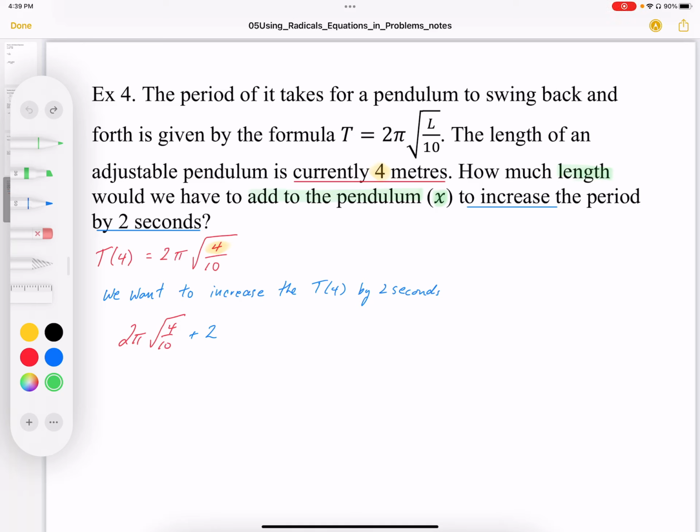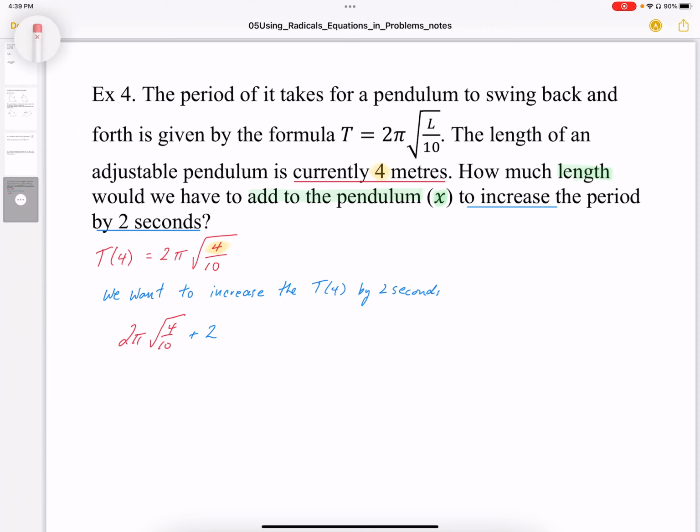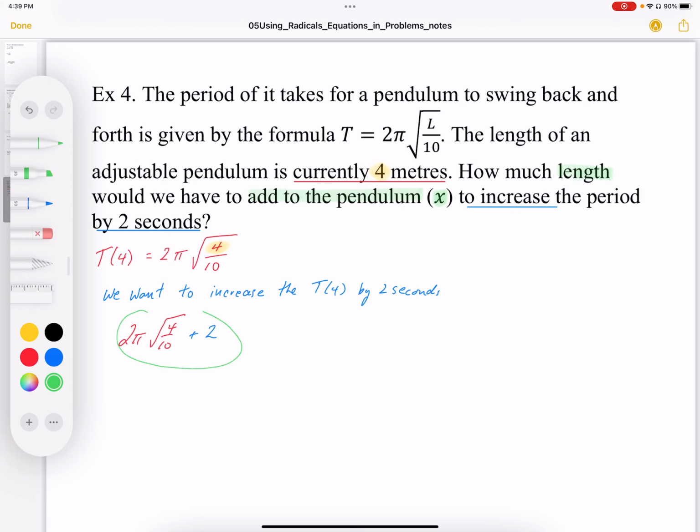So this is the same example, but in this case we're going to solve this expression directly for x. We're going to set up our original period formula with L equals 4. That's what I've done here. Currently it's 4 meters, so we're plugging in L equals 4, and this is what I get for that expression. And when I increase the period from L equals 4 by 2 seconds, I'm going to get this expression here. I'm just going to circle it. So this is the expression that I get here, and I'm going to write that with our increase of x in our length.